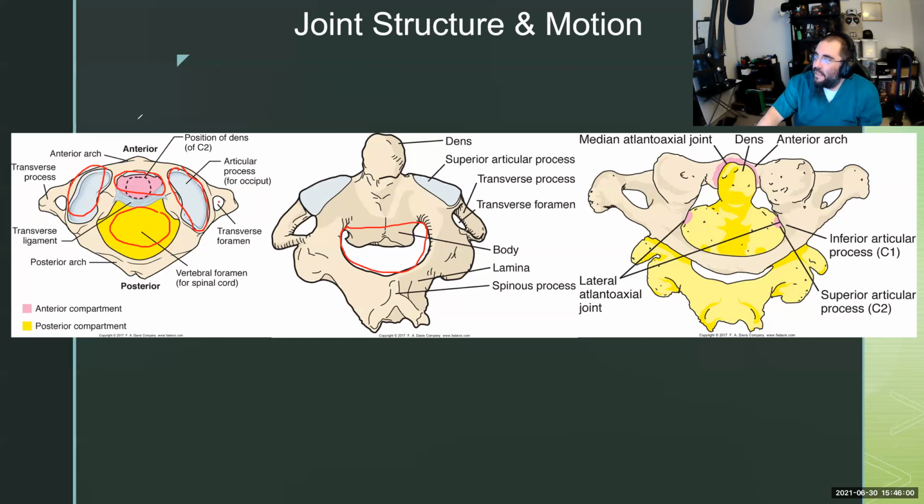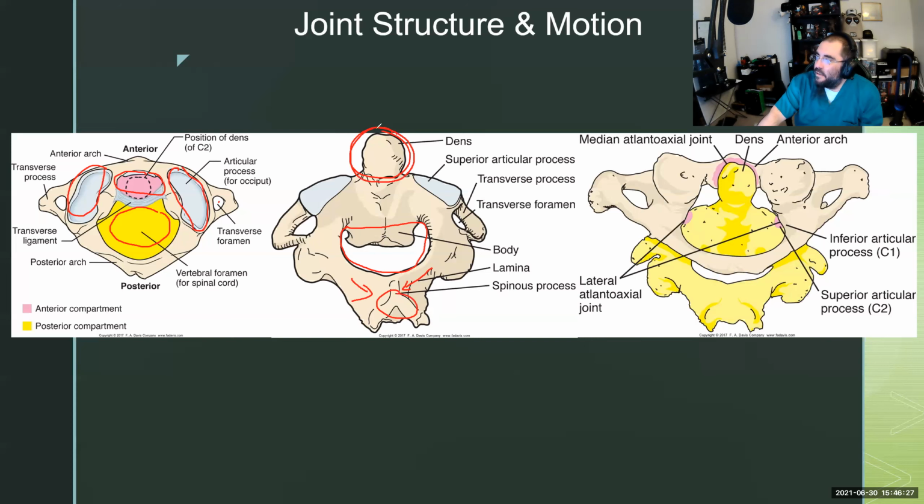On the C2, the main thing you need to know is about the dens, right? It's that big protrusion up there. Then we have our facets, and we're going to start having our transverse processes with our transverse foramen again. And our lamina are going to start happening here, right? And our spinous processes. So the lamina go out to build our spinous processes in the back of the neck.